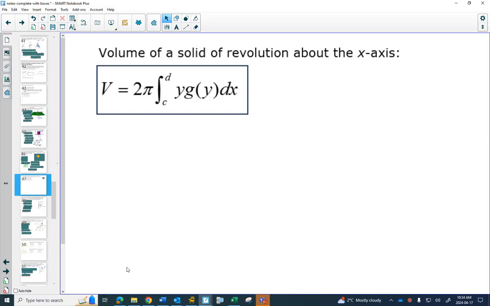And of course, if we can do cylinders around the y-axis, we can do cylinders around the x-axis. But now your radius is going to be your y value, and your height is going to be g of y instead of f of x. This is exactly the same idea, just switching your variables from x's to y's.